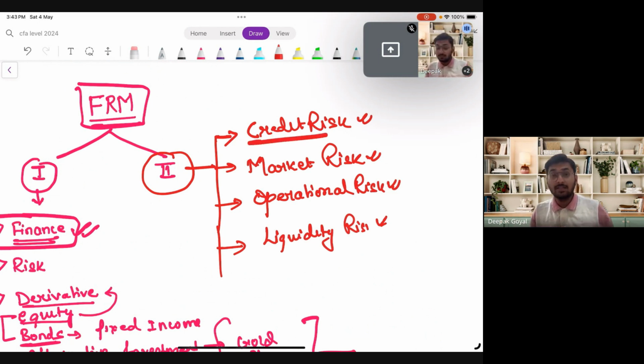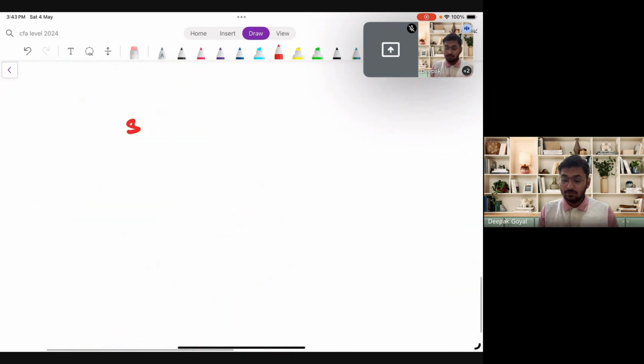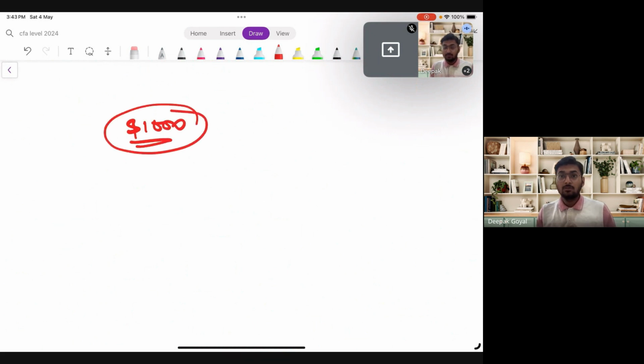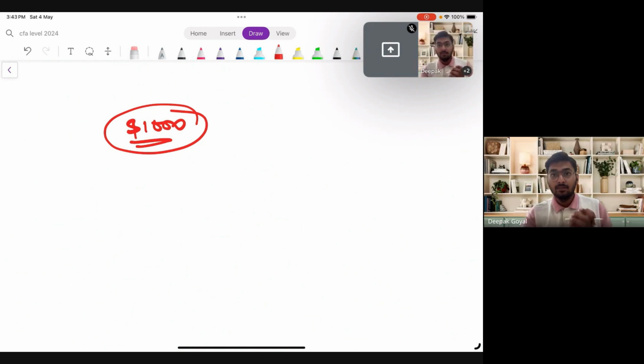Over here you will study what is credit risk, where is credit risk, how much is credit risk, and how to mitigate the credit risk. Similarly, what is market risk, from where the market risk is coming, to whom this market risk is impacting, what they are doing to mitigate the risk. Suppose I give $1,000 to Nimi today. Okay. So Nimi, is there any risk to me? Yes. What if you default? So this comes under credit risk.